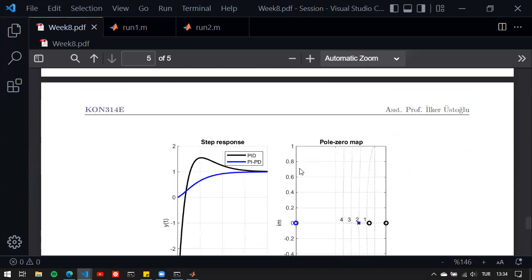Now, if I'm not mistaken, next week we will be talking about some delay in the systems. Therefore, next week will be a much more packed week.